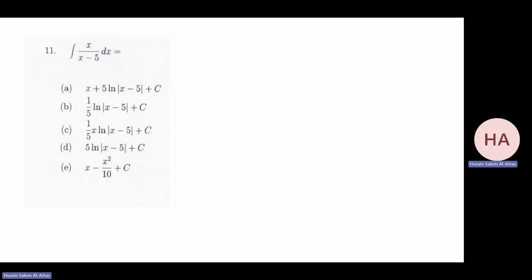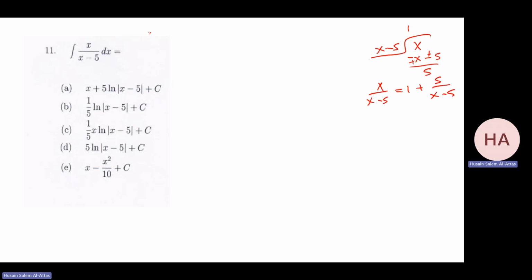This one, you can do it in 2 ways, either by long division. Since the degrees are the same, you have x minus 5 plus, that will be 5. So x over x minus 5 is 1 plus 5 over x minus 5. That's one way to do it.